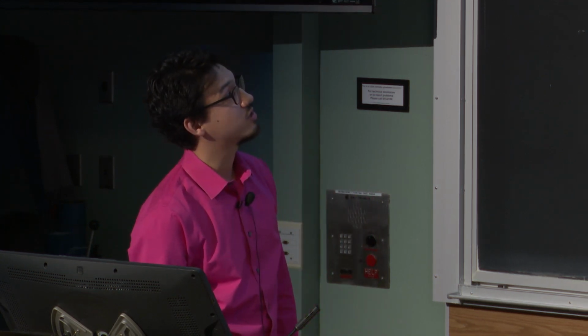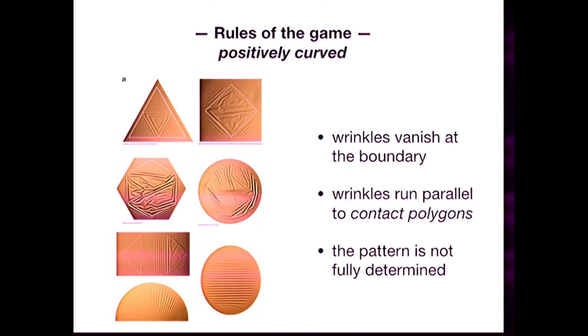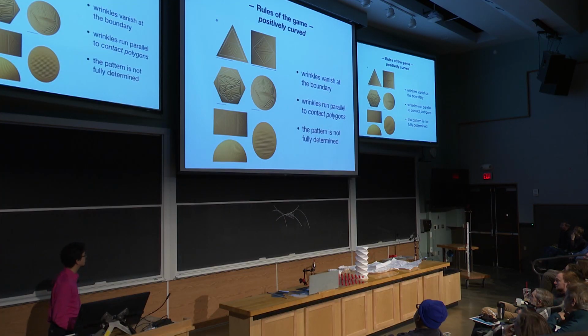For positively curved sheets, wrinkles vanish at the boundary rather than at the cut locus. They run parallel to something that I'd like to call contact polygons. So this is actually more difficult to explain, so I'm going to try to do it in 2 steps. Step 1, fit circles into your domain. So this one, I've fit the largest circle into the domain that I could possibly draw. This one, I fit the largest circle into the domain that I could possibly draw. This one, there's a whole family of largest circles, so I've chosen the left one and the right one for reasons that I don't have time to go into.